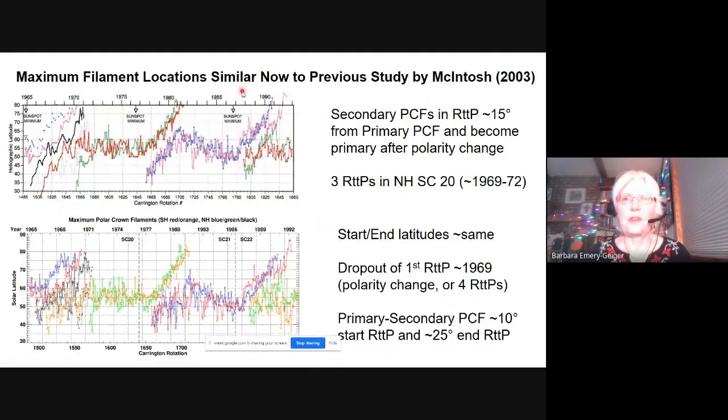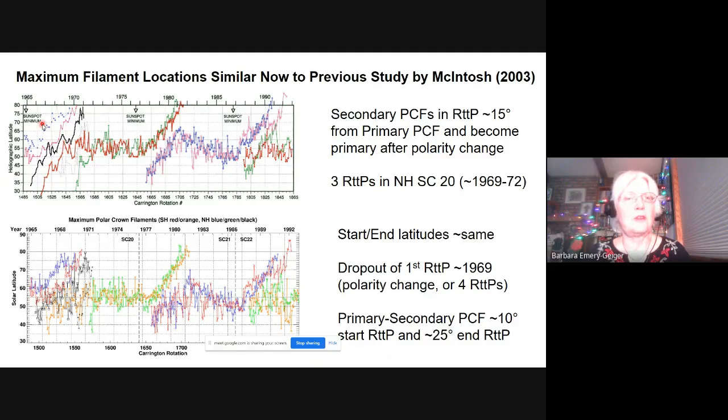So this is the comparison we did with Pat McIntosh. He did a study in 2003, and what he did is he flopped the southern hemisphere onto the northern hemisphere. So this is solar cycle 20, 21, and 22. The reds and pinks are the southern hemisphere, and the blues and the greens are the northern hemisphere. So you see this rush to the pole, as was on the opening slide, the primaries and the secondaries. And what he found is there was about a 15-degree difference between them.